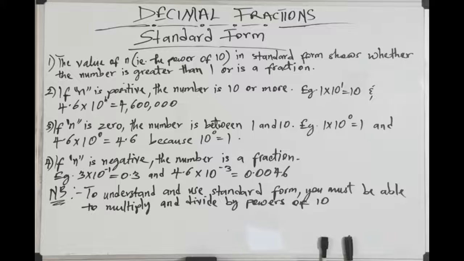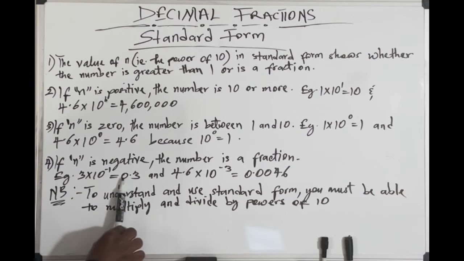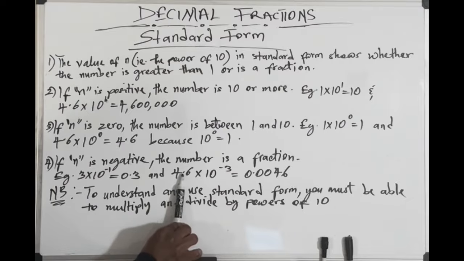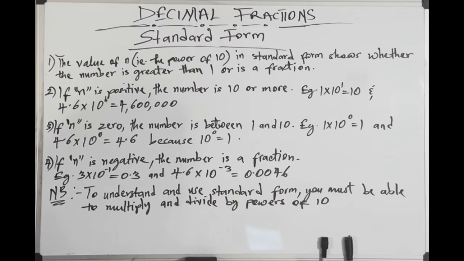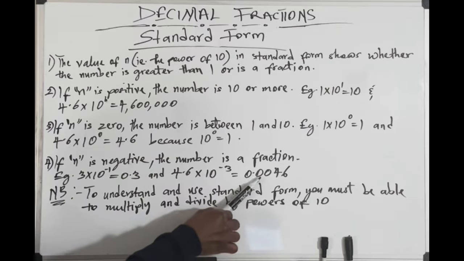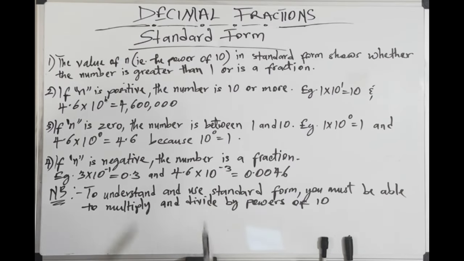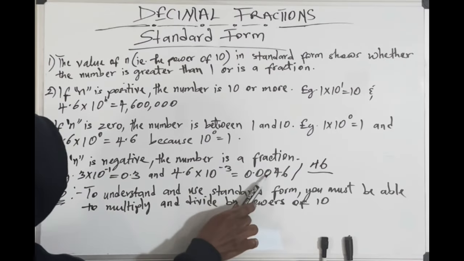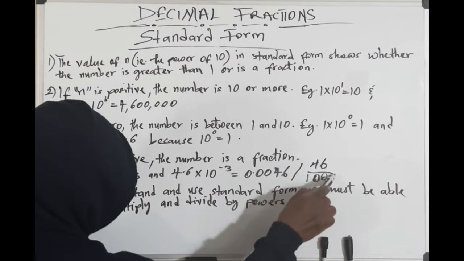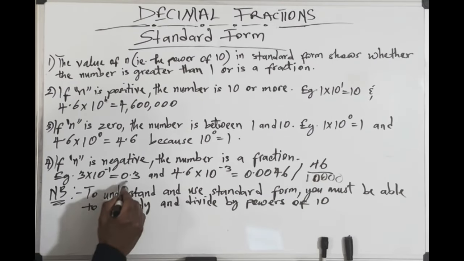And then we move to the next one that we have to take notice of. So if n is negative, then the number is a fraction. Let's see, 3 times 10 raised to the power negative 1 is a fraction, which is 3 over 10 or 0.3. The same way, 4.6 times 10 raised to the power negative 3. Because it's negative, you get a fraction or a decimal number. So 0.0046, or 46 over 10,000. 0.3 can also be written as 3 over 10.